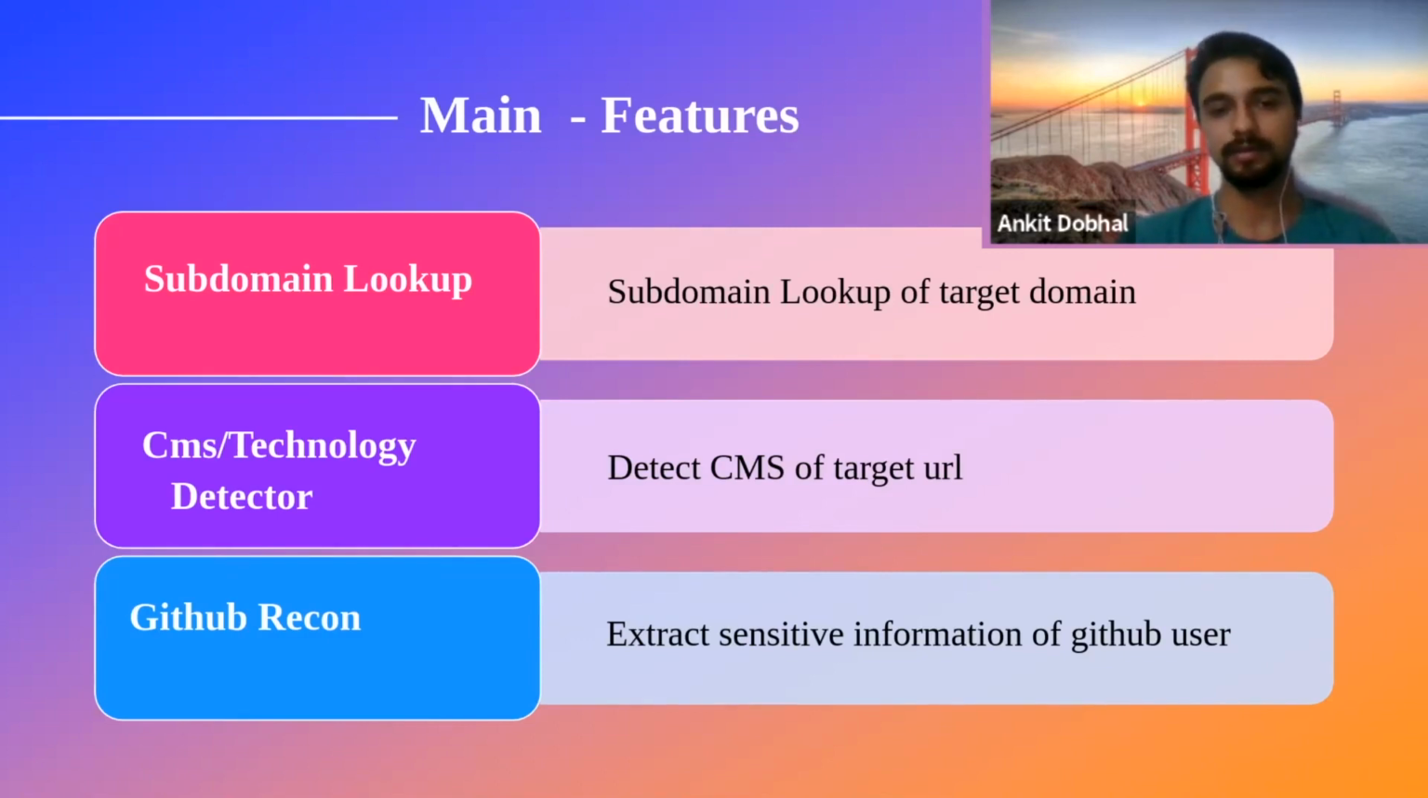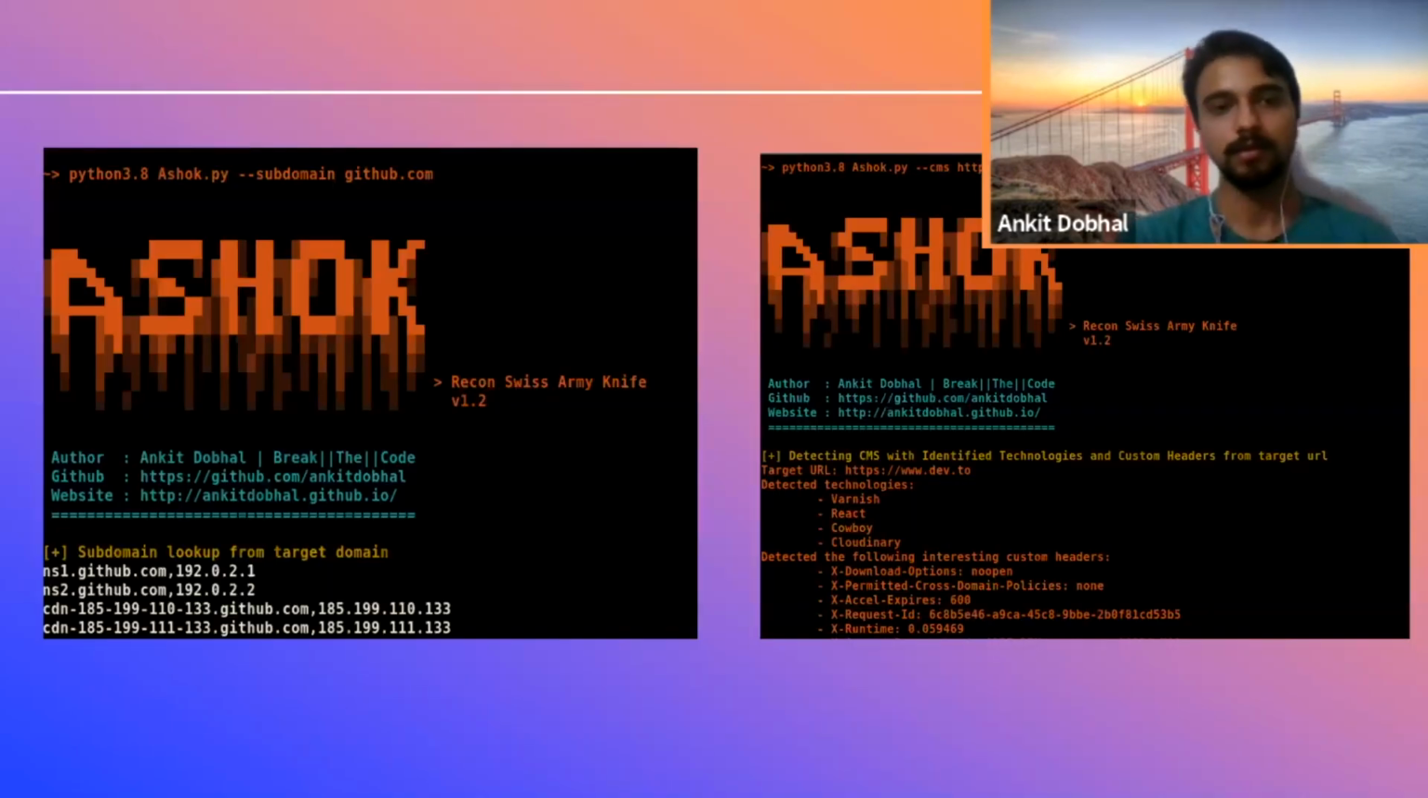I'm currently still working on it, but you can extract some core information, like what kind of websites he has featured in his GitHub, and most importantly the mail ID, because this is the one important thing that we as security researchers focus on. So these are the three main features of Ashok version 1.1.